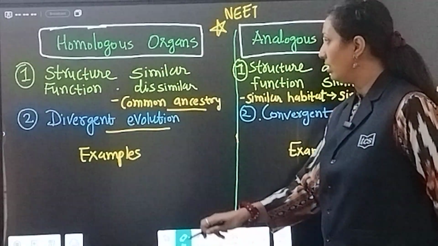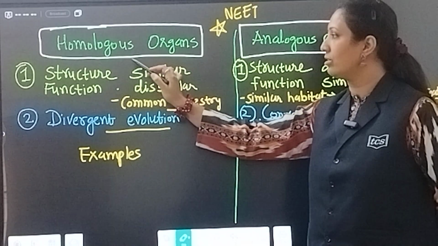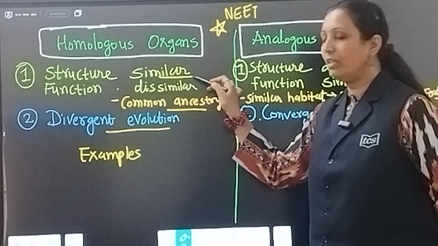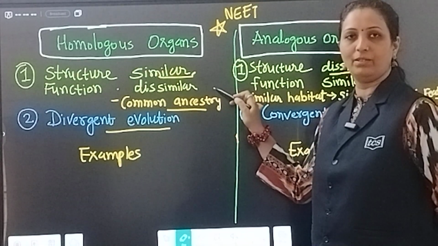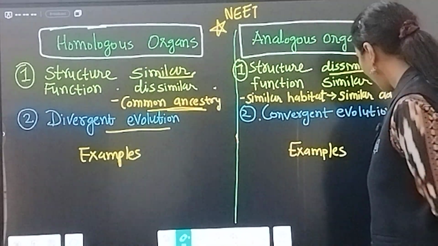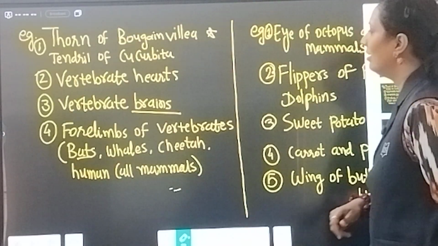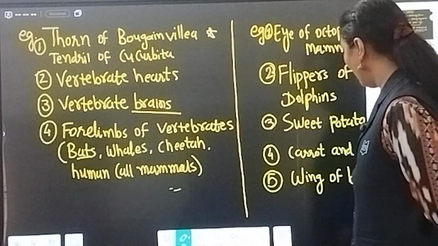Homologous organs, first of all, what are homologous organs? Those organs in which the structure is similar, but the functions are dissimilar. That shows the common ancestry. For that, we can see the example over here, the thorns of bougainvillea and the tendrils of cucurbita.